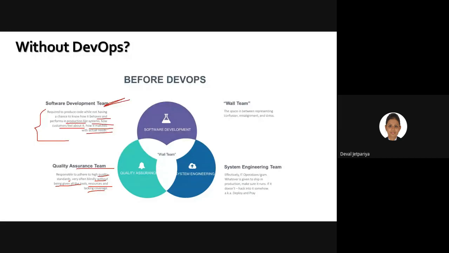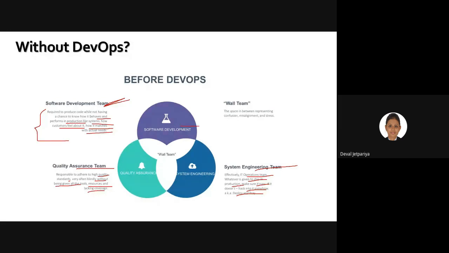After that, the system engineering team, effectively the IT operation team, which is also called the IT operation team. Whatever is given to ship in production, make sure it runs. If it doesn't, hack into it somehow. For example, deploy and pray. So if we are not having a good idea, good tools and technology with that, it may be possible that whatever work we had carried out, it may not be good.